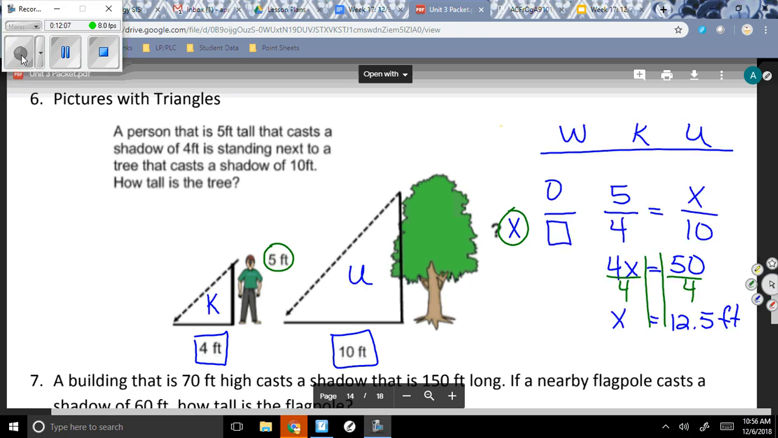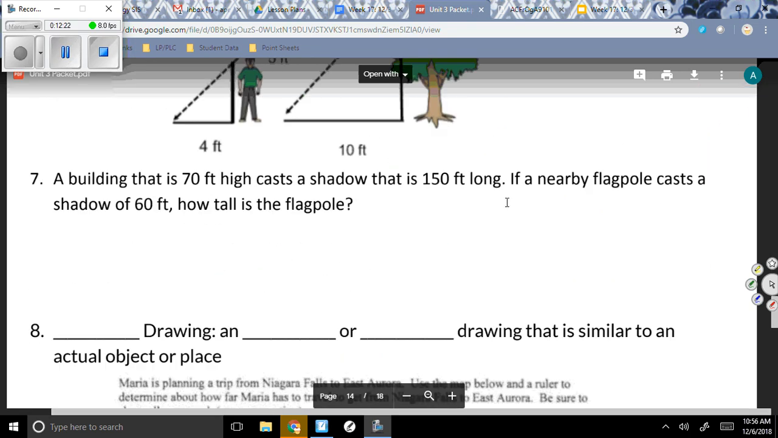All right, remember the person was what we knew both values for. So that was my known ratio. The tree had the unknown that had that x. So when I solved that out, I got 12.5 feet. Make sure you have the same as me before we move on.